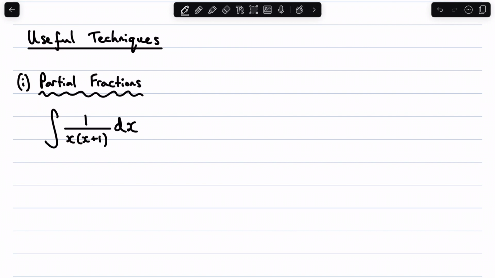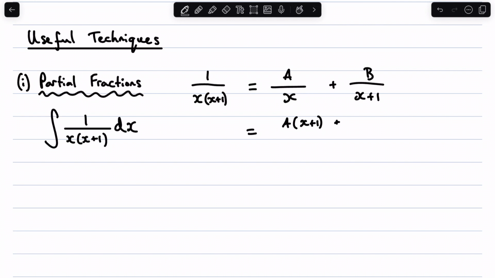Let's start with partial fractions. If I was to say, how can we integrate 1 over x times x plus 1, you might be a bit puzzled of how to approach this, but partial fractions, in this case, helps quite a bit. We can split up our integrand into two separate fractions and then integrate those separately. So if we do that, we can say 1 over x times x plus 1 equals A over x plus B over x plus 1. And if we combine these fractions on the right, you can see that it will be A times x plus 1 plus B times x, all divided by x times x plus 1. And so what we can see from here is this numerator of our fraction must equal 1.